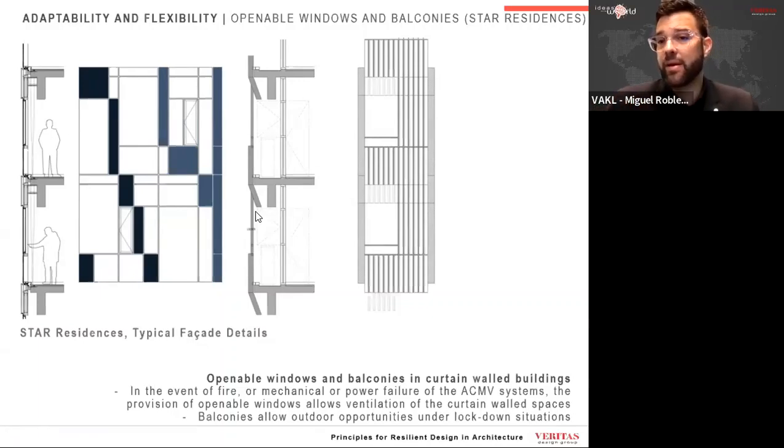In the event of fire, or if there is a mechanical or power failure of the aircon, the provision of openable windows allows ventilation for a curtain wall space. But also, and we have discovered throughout the last 2 years, that having these balconies, this outdoor opportunity is very helpful under lockdown situations. So this is a beautiful, I believe, example of how openings can be created in a curtain wall building.